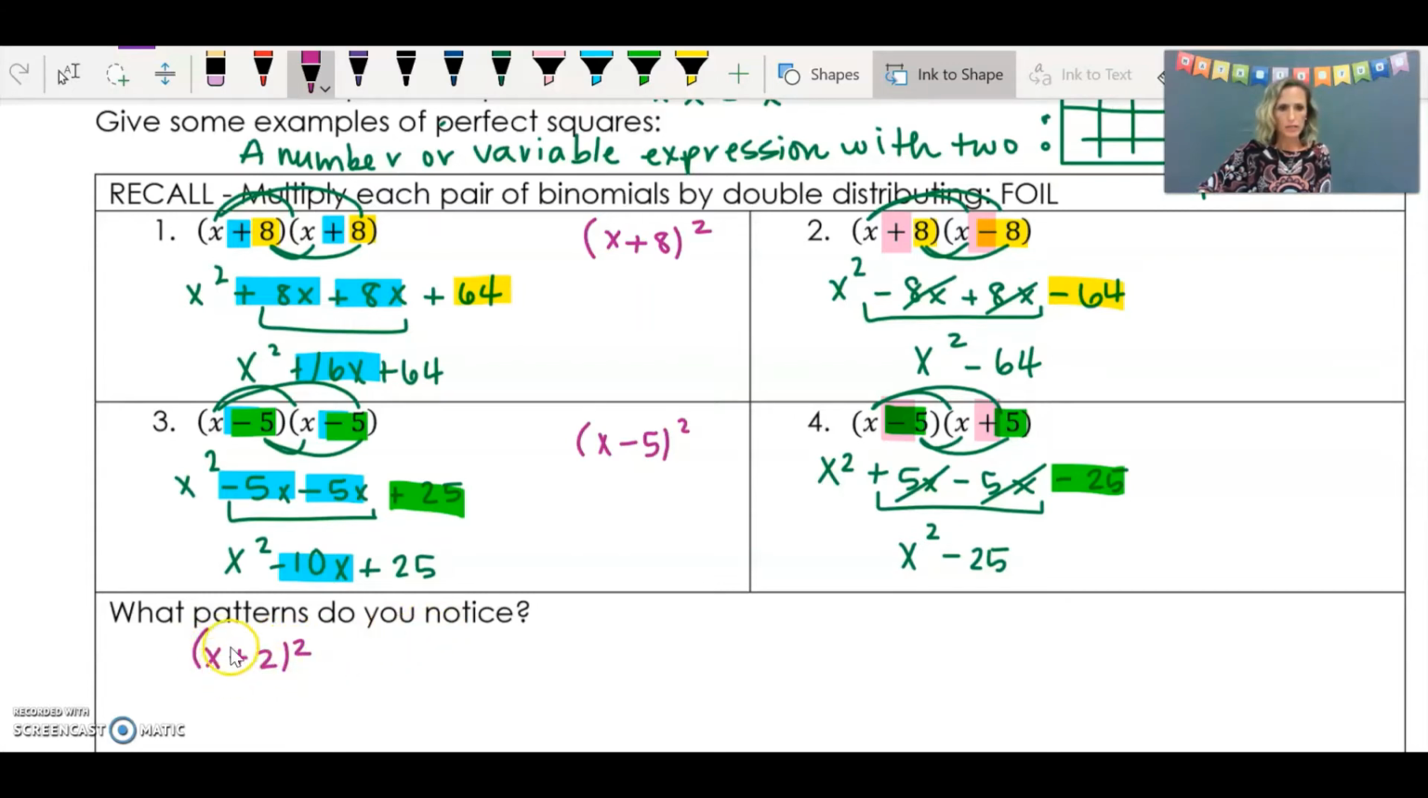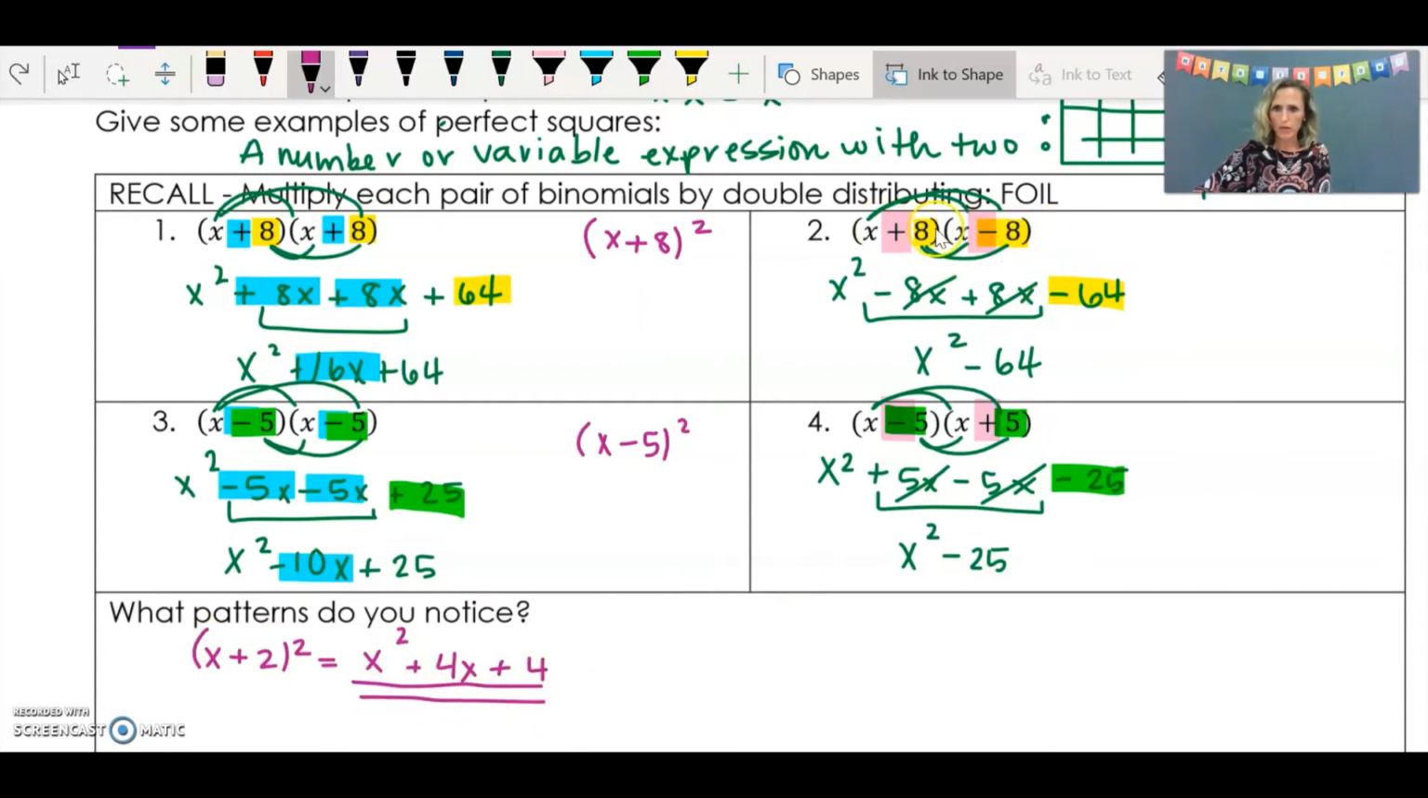We should expect to get x squared for our first term. We should expect to get double this number for our middle term. So 2x and then another 2x would give us positive 4x. And then for our last term, we should end up with 2 times 2, or 2 squared, which is also 4. So this is what's known as a perfect square trinomial.